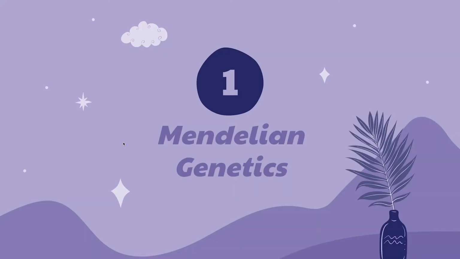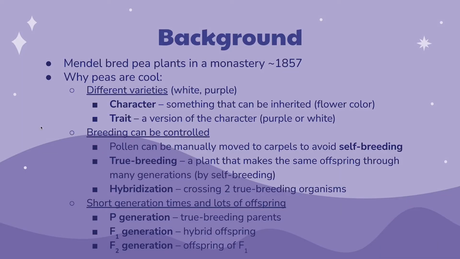First, Mendelian genetics. The background on Mendelian genetics is that a monk named Mendel bred pea plants in a monastery around 1857. And there's a reason why pea plants were the exact right plant for the job. The first reason was that there were different varieties, like white or purple.